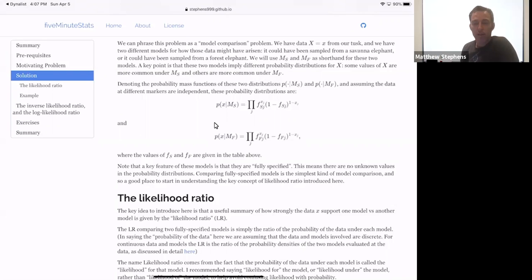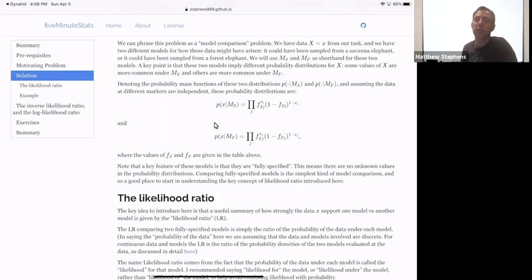under the hypothesis, or model if you like, that it's a savanna elephant is given by the product over the markers, that product over j of f to the power x times 1 minus f to the power 1 minus x. So that's just a clever, if you like, succinct way to write that, because x is either 0 or 1, that expression is f if x is 1, and it's 1 minus f if x is 0. So we can just take the product of that over markers.